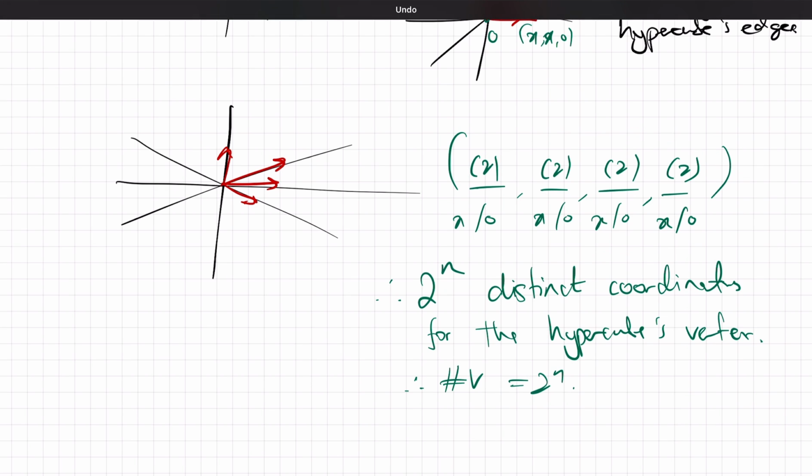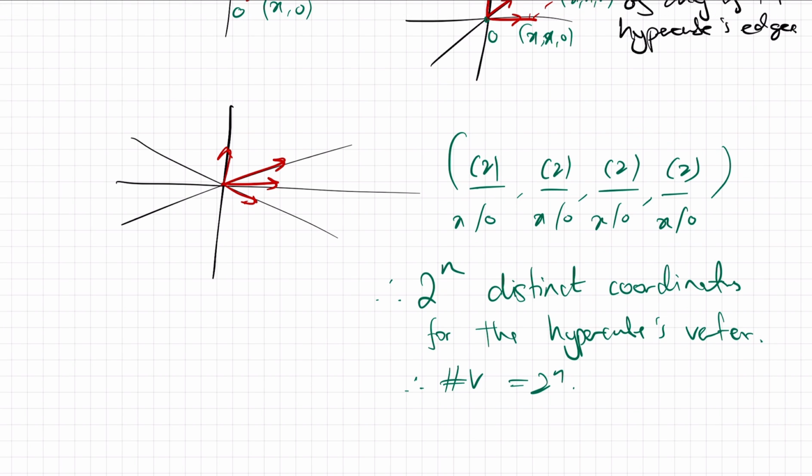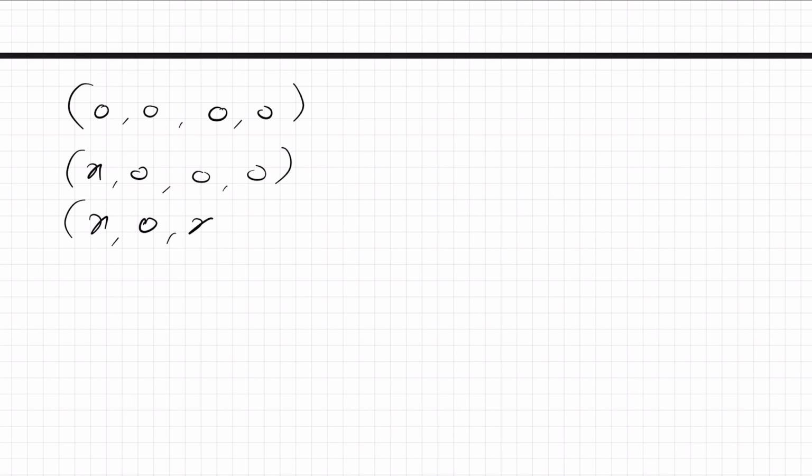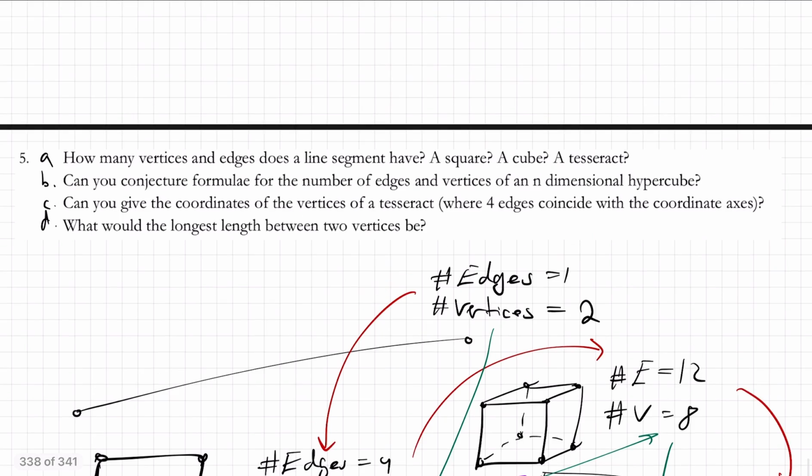And yeah, this would give all of the coordinates of the tesseract's vertices. So I could just list them all out, but you get the idea. So the origin coordinate would be at 0, 0, 0, 0. Then you'd have a coordinate at x, 0, 0, 0. And then you might have one at x, 0, x, 0. And on. You're just putting all of the combinations of zeros and x's, which gives you 16 vertices. There we go. Okay, let's see the final part.